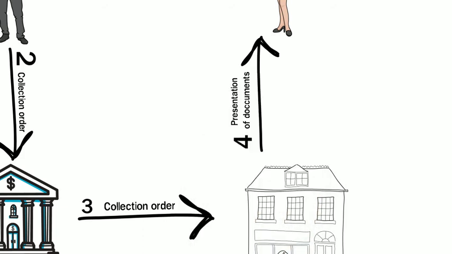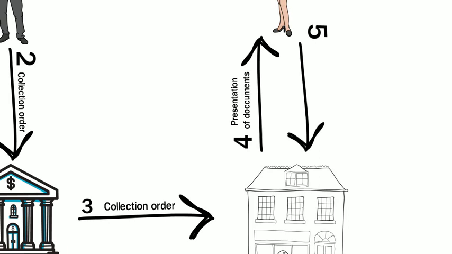4. The collecting bank A. reviews the documents, making certain they are in conformity with the collection order, B. notifies the buyer about the terms and conditions of the collection order, C. releases the documents once the payment conditions have been met.